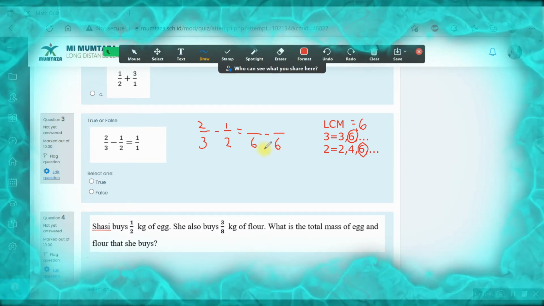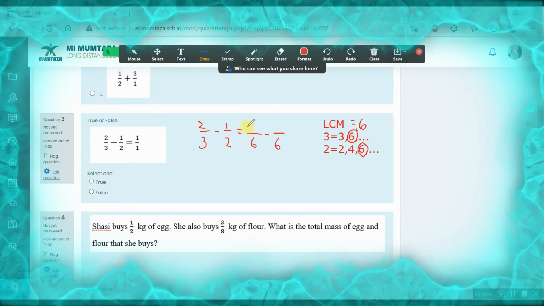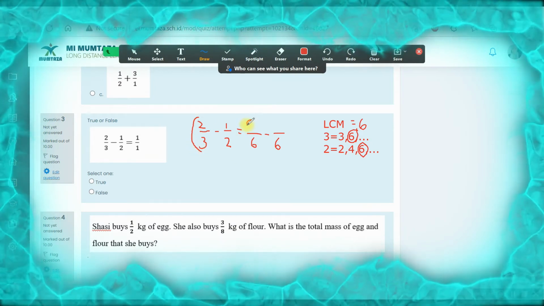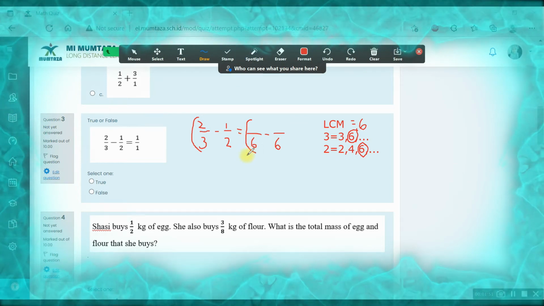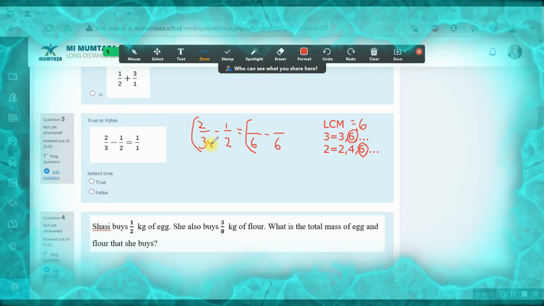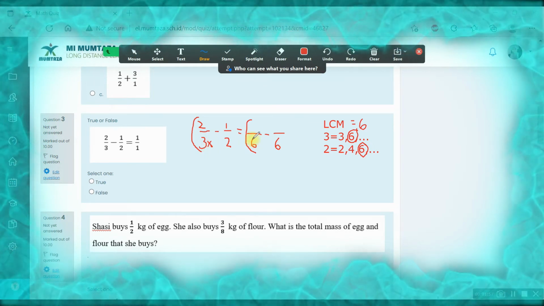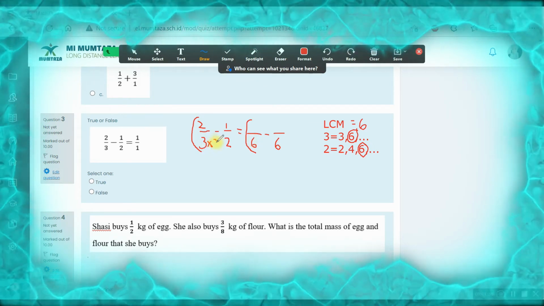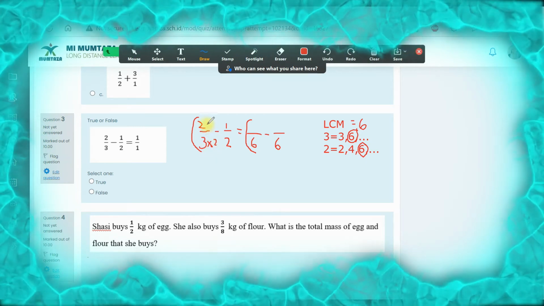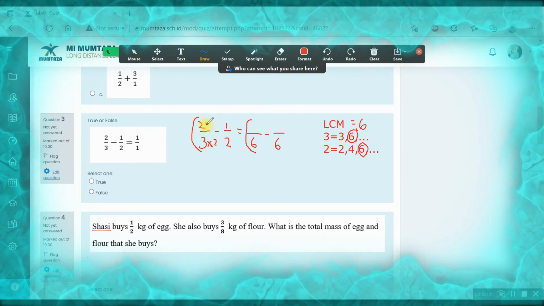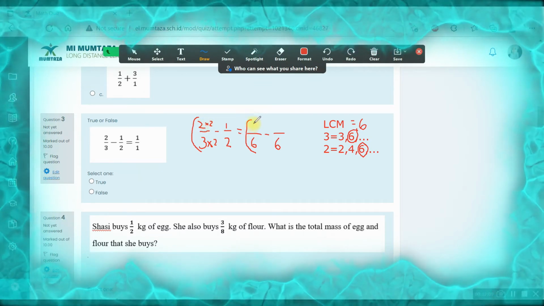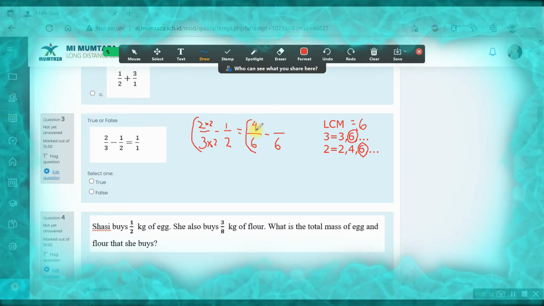Same as number 1, we must find the new fraction. Look at the first fraction here. Look at the bottom number. 3 times what becomes 6? 3 times 2 becomes 6. Because the bottom number is multiplied by 2, the top number must be multiplied by 2. 2 times 2 becomes 4. So we can put number 4 here.